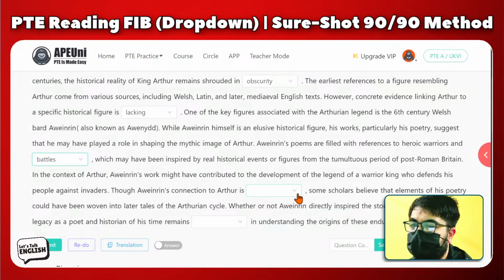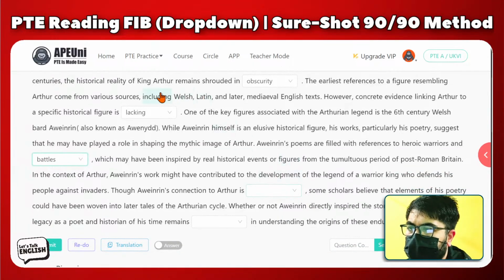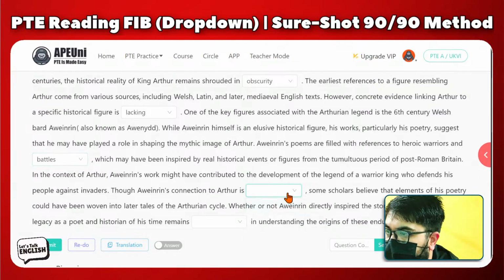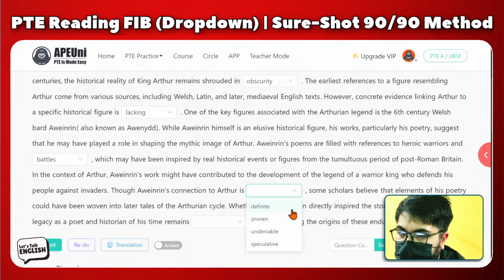Some scholars believe that elements from Aurelian of his time could have been woven into later tales of Arthurian cycles. Yes, so Aurelian is being referred to from the same time when King Arthur was present. Definite, proven, undeniable.